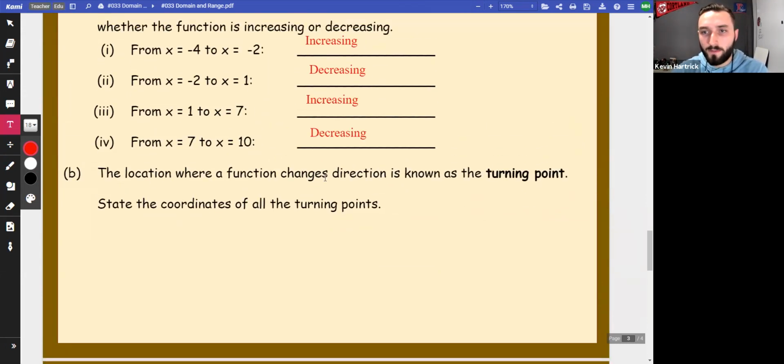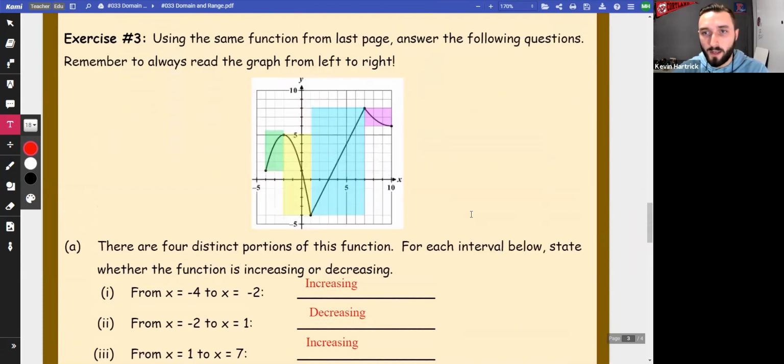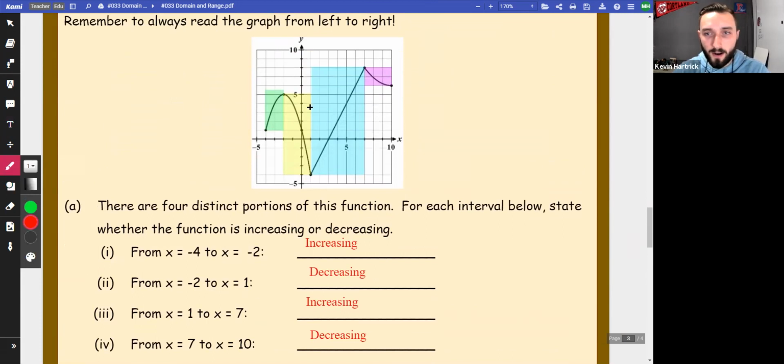The location where a function changes direction is known as the turning point. So there's another vocab word we need to know. Turning point. It's where the function changes direction. State the coordinates of all the turning points. Okay, all the turning points are any time we turn from increasing to decreasing or decreasing to increasing, right?